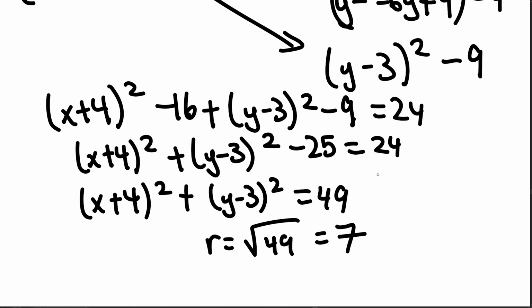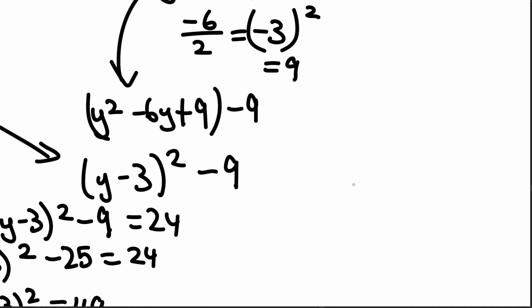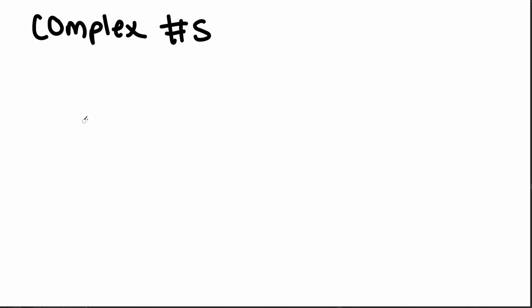Alright, so that's pretty much how you work with circle equations. And the next thing I'm going to cover is complex numbers. So complex numbers is i. You might have seen this number before, and i represents the square root of negative 1. You can't really take the square root of a negative number, so this is why we give it this special variable, i. So let's go through the exponent rules.